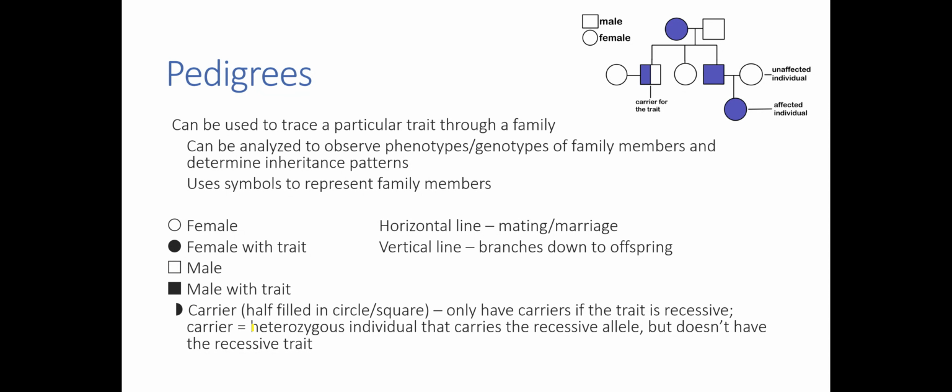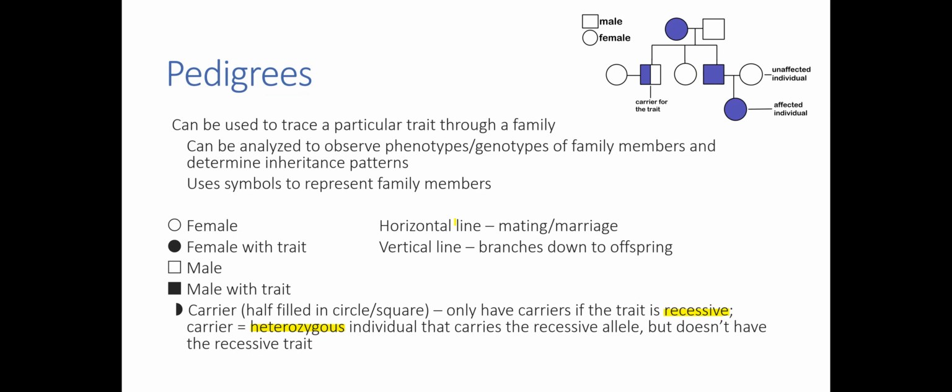And a carrier is a heterozygous individual, okay? But it's really important to understand that carriers only exist if the trait is recessive, okay? Because a carrier is a heterozygote. Now, by definition, a carrier is someone that carries the recessive allele, but obviously they would not have that recessive trait. So carriers are only seen if the trait is recessive. Because if I have a heterozygous individual and the trait is dominant, they're going to be a completely filled in circle or square, okay? So carriers are heterozygotes when the trait is recessive.